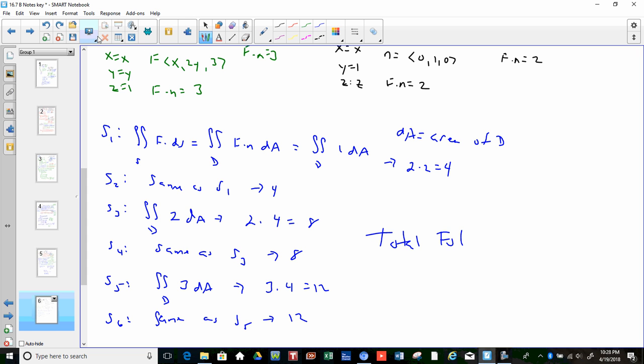So our total flux, folks, nope, that's not it. Our total flux, outwardly oriented, is 4 plus 4 plus 8 plus 8 plus 12 plus 12. We get a grand total of 48.